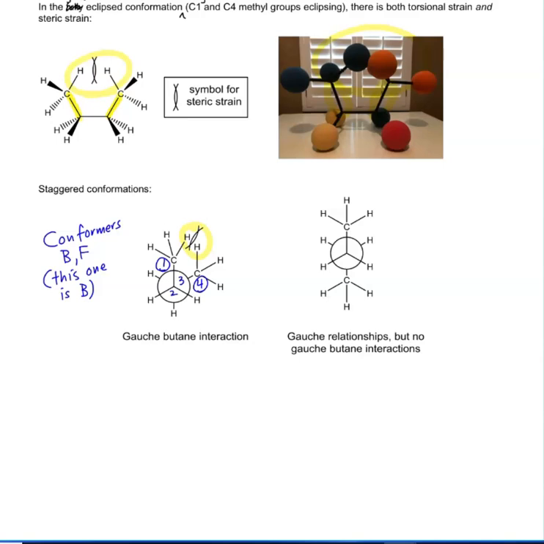Steric strain raises the energy of the conformation. We would call this a Gauche-butane interaction. And the term interaction here implies strain.